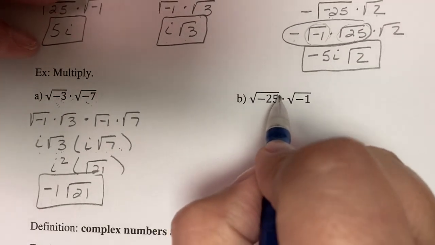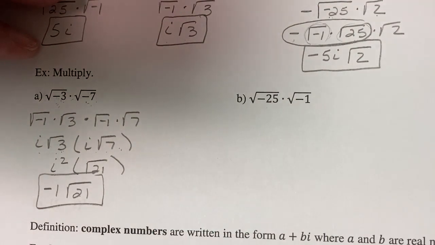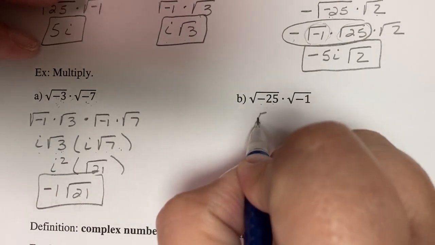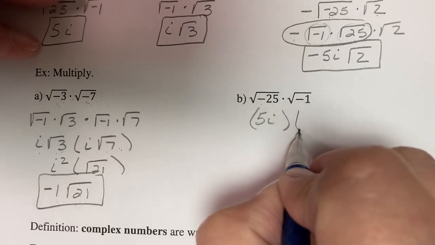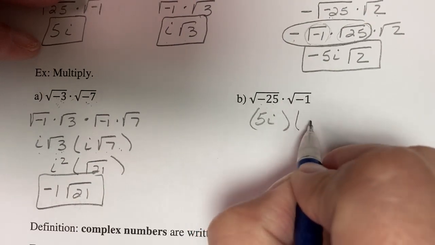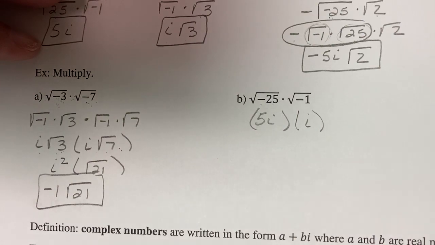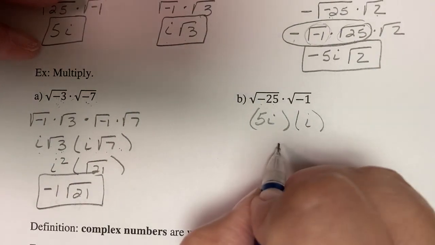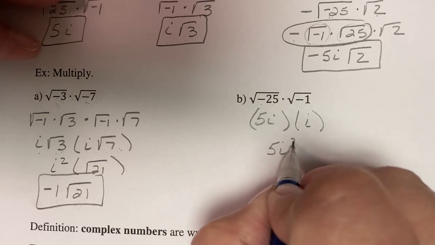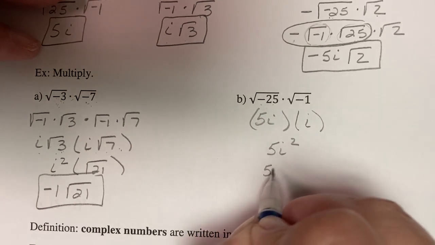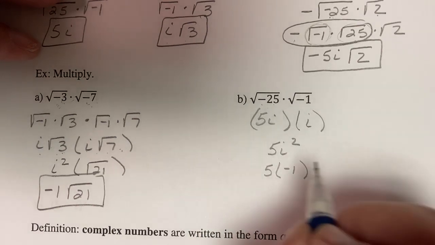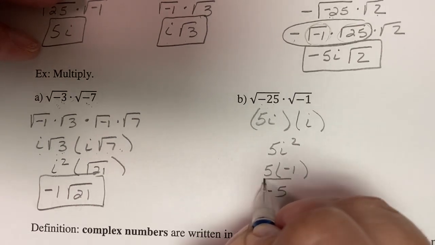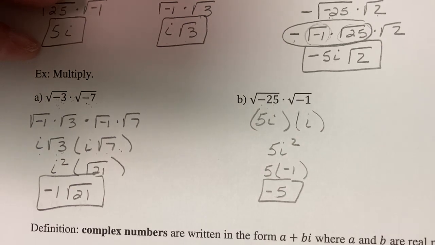Now look at this. Now this happens to be a perfect square. So what's the square root of negative 25? It is 5i. And what's the square root of negative 1? Well, that's by definition simply 1i. So if I multiply those together, I get 5i squared. But don't forget, i squared is negative 1, which means my answer is negative 5.